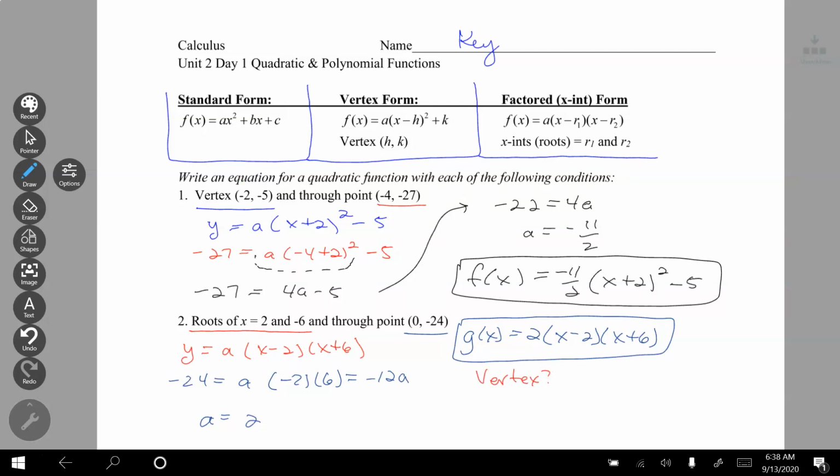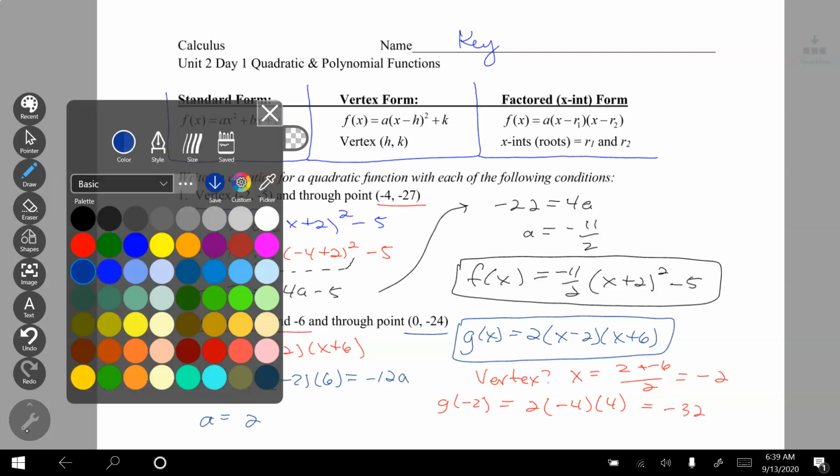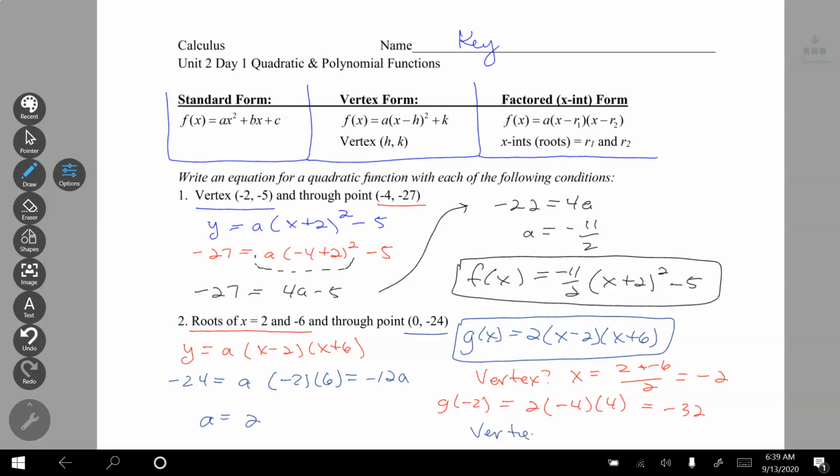Well, the vertex is in the middle of the two roots or x-intercepts, so that part of the vertex is going to be (2 plus negative 6) over 2, which is equal to negative 2. And I plug negative 2 in here. When you plug the vertex into the x-intercept form, those two numbers inside parentheses should be opposites. Remember, they're multiplying each other. So I get negative 32. So my vertex is the point (−2, −32).